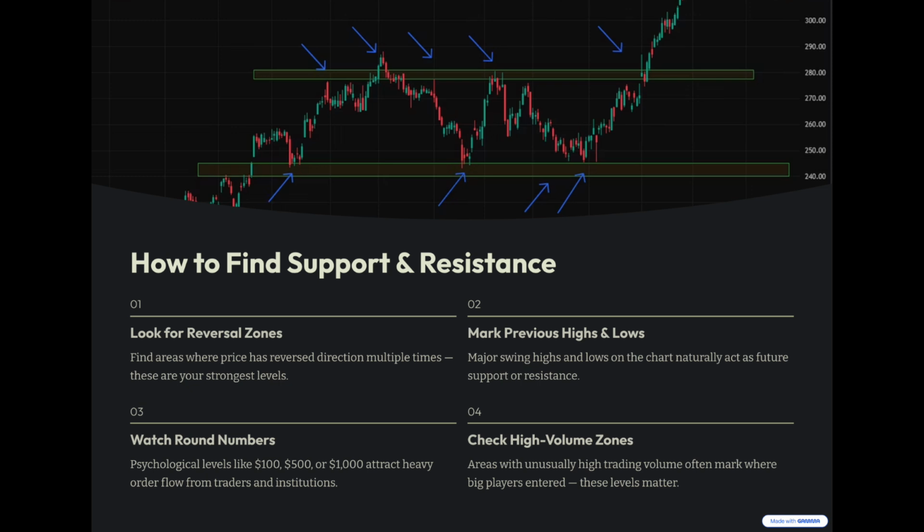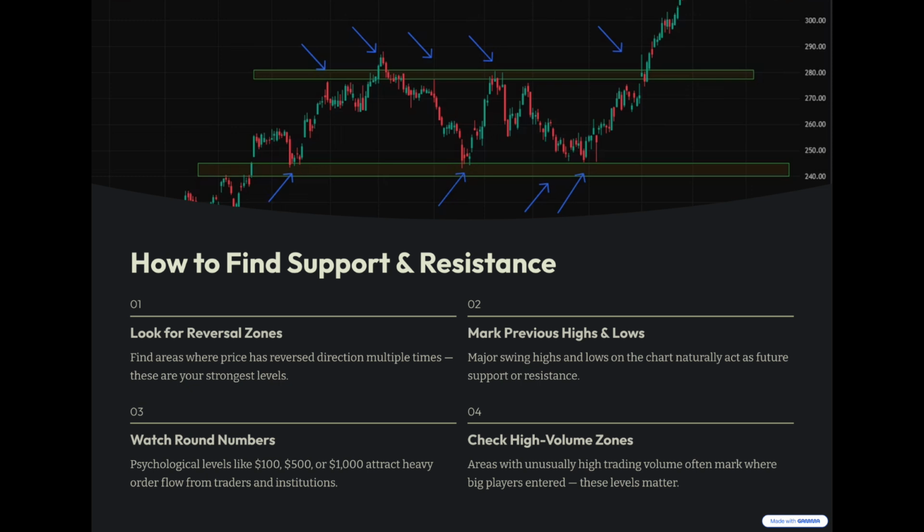So how do you actually find these levels? One, look for areas where price has reversed multiple times. The more times it bounces, the stronger the level. Two, round numbers often act as magnets, like $100, $500, or $1,000. Three, previous highs and lows are natural support/resistance zones. Four, volume helps. Levels with high trading volume in the past are usually stronger.